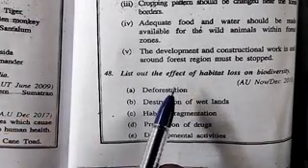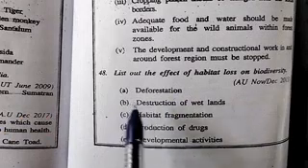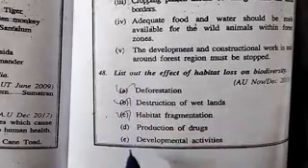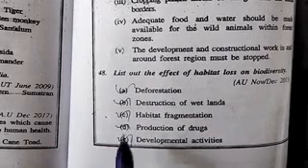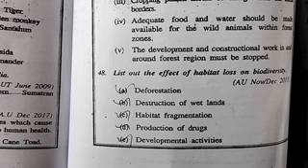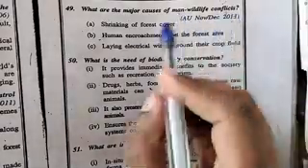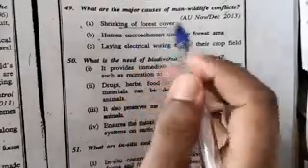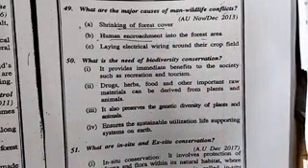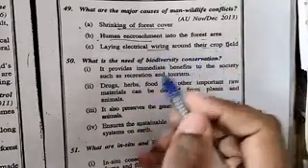48th question. List out the effects of habitat loss on biodiversity. The effects of habitat loss are deforestation, destruction of wetlands, habitat fragmentation, production of drugs, development activities. So these are the effects of habitat loss on biodiversity. Next, what are the major causes for man-wildlife conflicts? First one is shrinkage of forest cover, human encroachment into the forest area, then laying electrical wiring around the crop field.